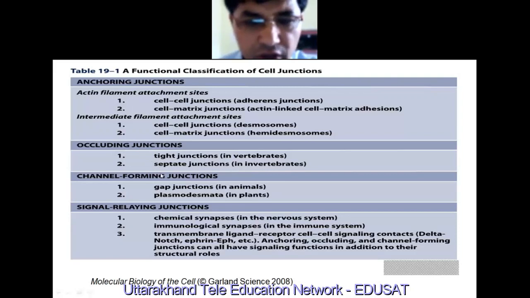So now, tight junctions and septate junctions. These are the examples of occluding junctions. So tight junctions are only found in vertebrates and septate junctions are found in vertebrates.